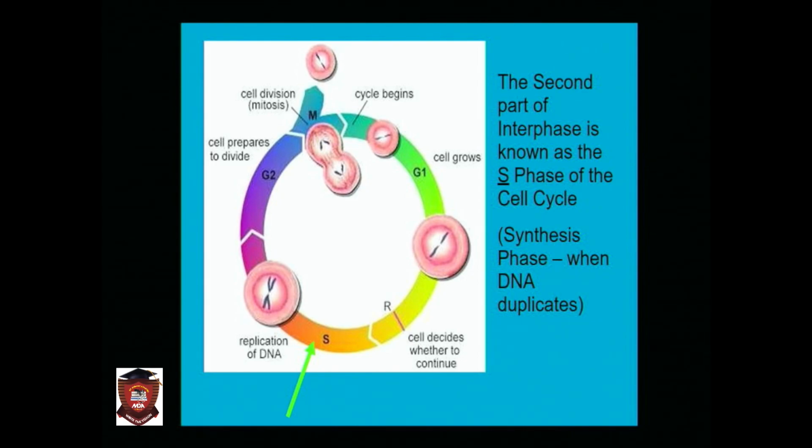Now, when this cell grows in the G1 phase, it enters the S phase. What do I call the S phase? The G stands for gap in G1. The S stands for synthesis. So it's called the synthesis phase. And what happens here? Here is where DNA replication occurs. So DNA replicates at the S phase.